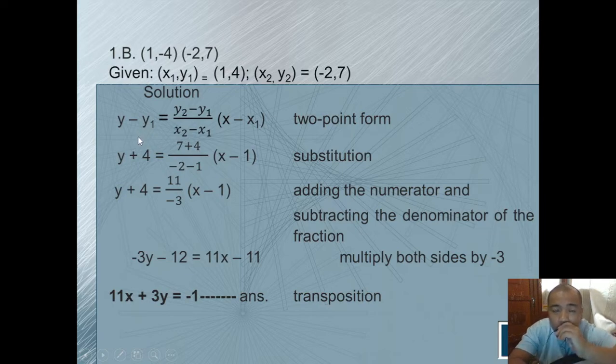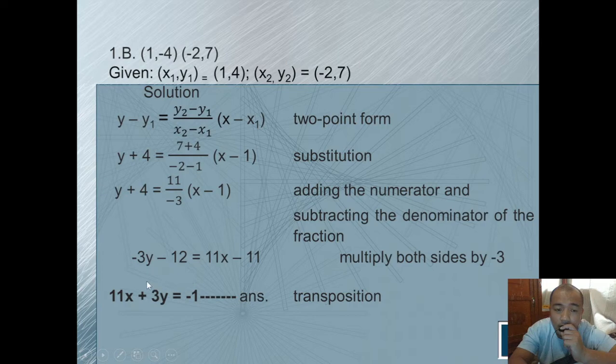So substitute these given coordinates to the 2-point form equation. We have y minus negative 4, which means y plus 4, equals 7 plus 4 all over negative 2 minus 1 times quantity x minus 1. 7 plus 4 is 11 over negative 3. So therefore the slope is negative 11 thirds. Multiply the equation by negative 3. We have negative 3y minus 12 equals 11x minus 11.